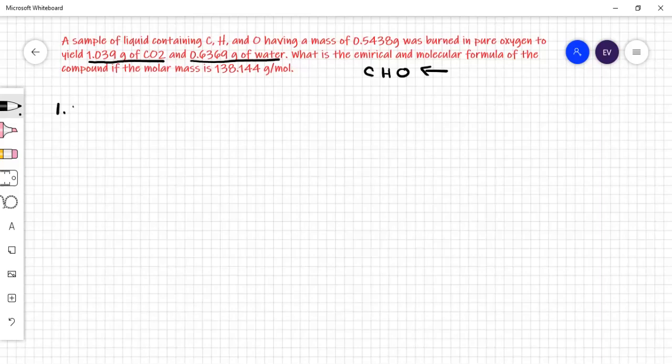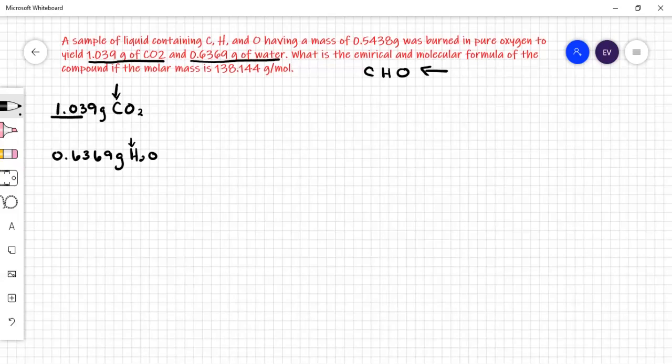We know that we have 1.039 grams of CO2, and we know that we have 0.6369 grams of water. Now, because these compounds contain carbon and hydrogen, two of the elements that we need, and oxygen, we need to figure out a way to determine the amount of carbon and hydrogen in these compounds. Then we can get oxygen.